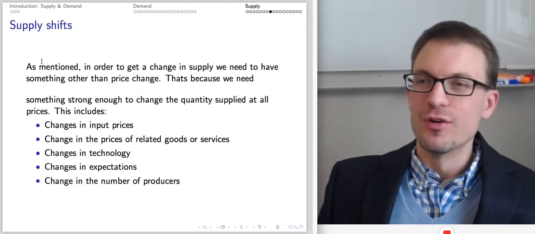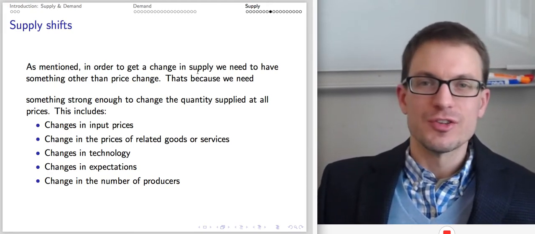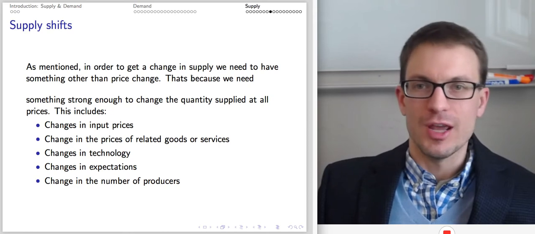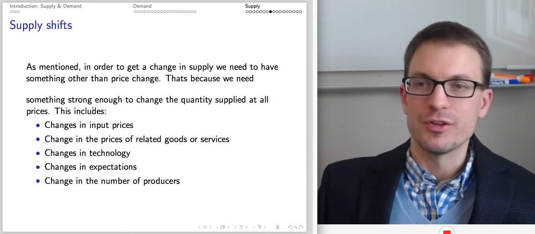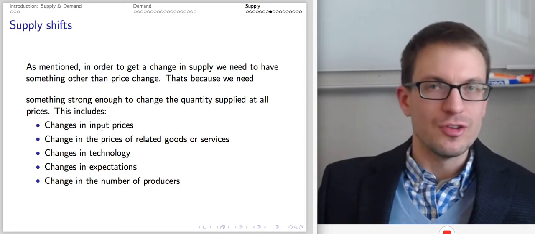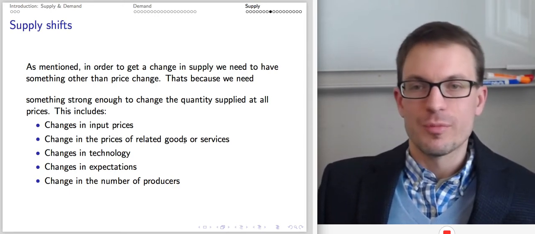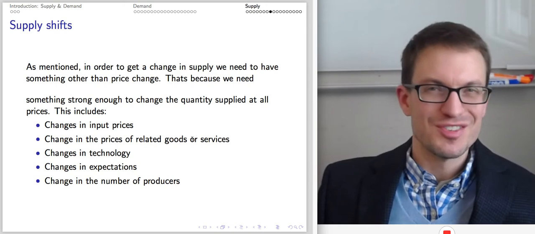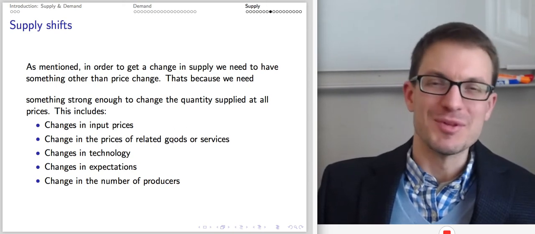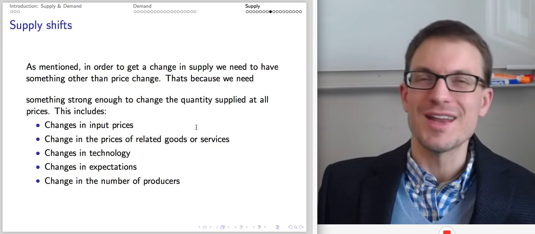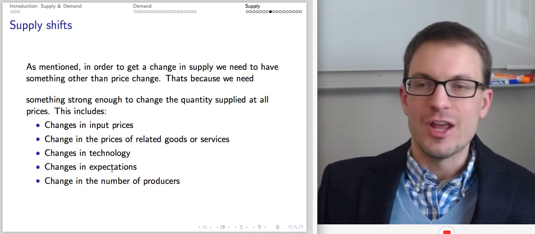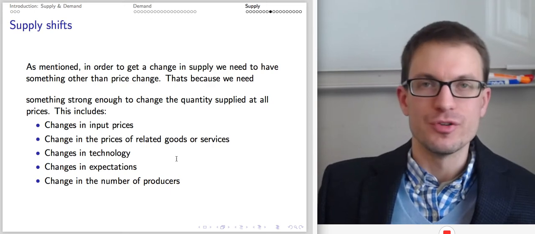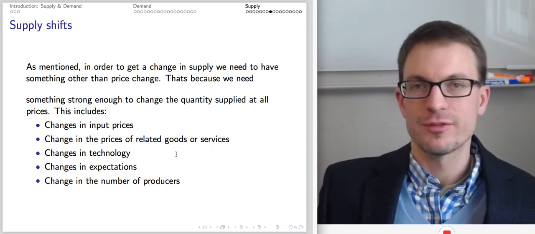Okay, so as mentioned, in order to get a change in supply, we need to have something other than price change. That's because we need something strong enough to change the quantity supplied at all prices. So this includes changes in input prices, changes in the price of related goods or services, which happens through a mechanism which might not be what you're expecting. A change in technology, a change in expectations, and a change in number of producers. All of these will shift the supply curve.